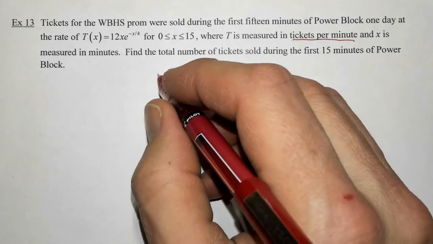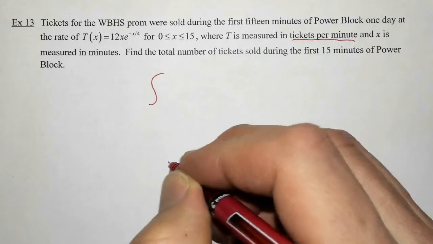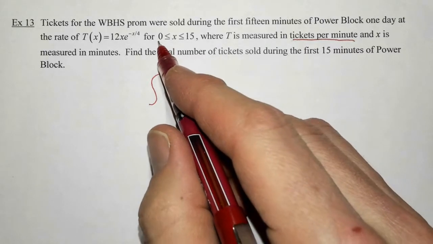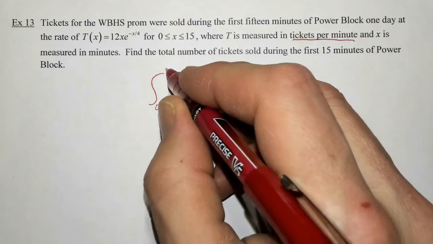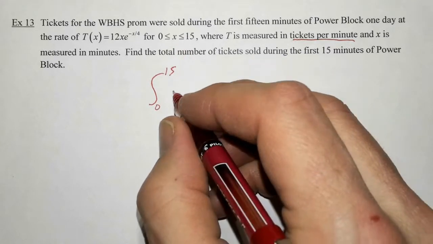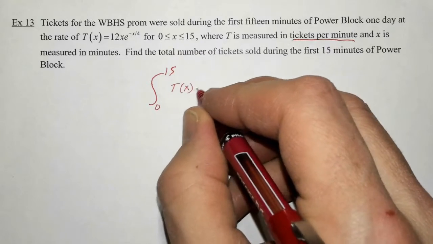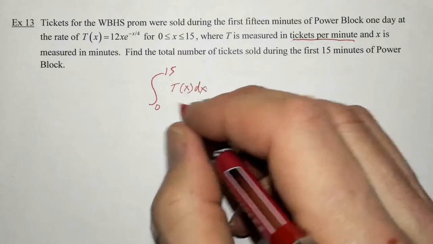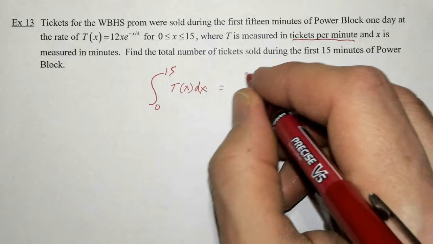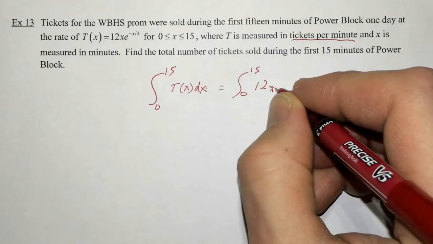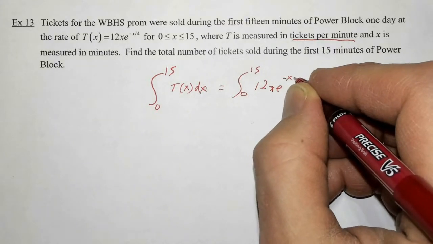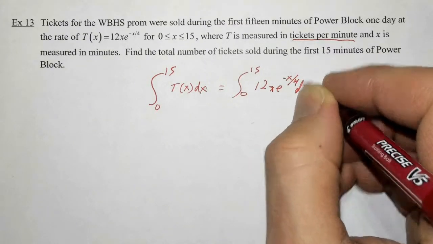So we're interested in the total, so that's an integral. The interval we're dealing with is 0 to 15, so 0 and 15. And then we have our t of x dx. That's our rate. We're taking the integral of the rate. So this is the same thing as the integral from 0 to 15 of 12x e to the opposite of x over 4 dx.